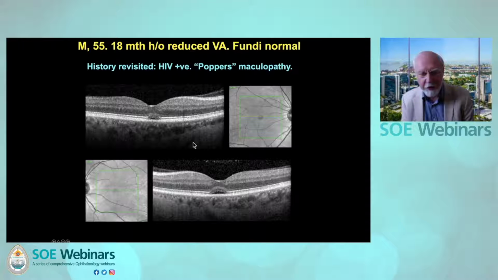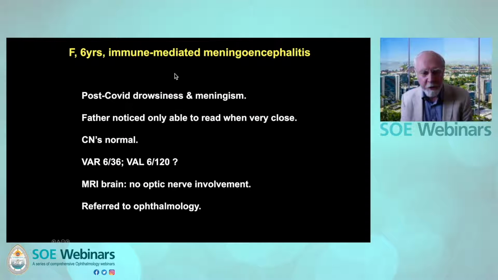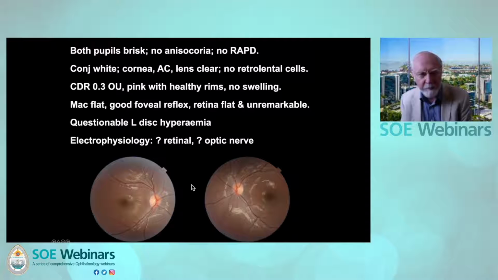Back to the history, showed the patient was HIV positive and had been indulging in poppers and has Popper's maculopathy. And just to revert back to optic nerve disease, this is a 6-year-old with immune-mediated meningoencephalitis following COVID. The patient was noted by her father only to be able to read when holding things very close. Acuity was reduced. MRI showed no optic nerve involvement that was detectable and was referred to eye.